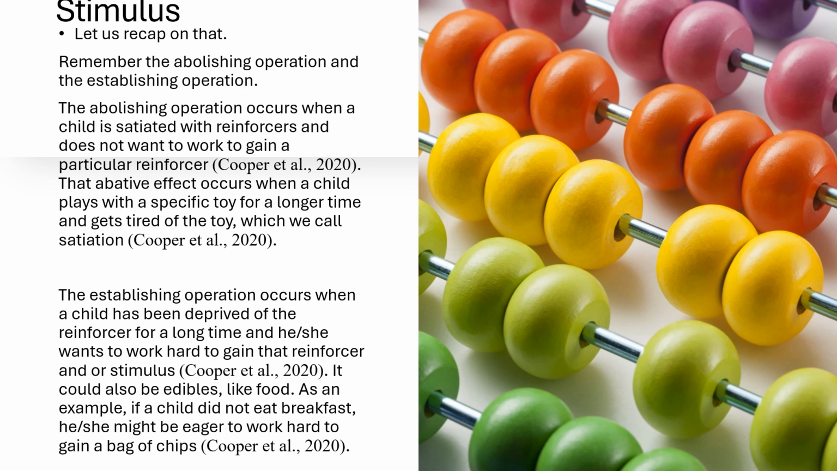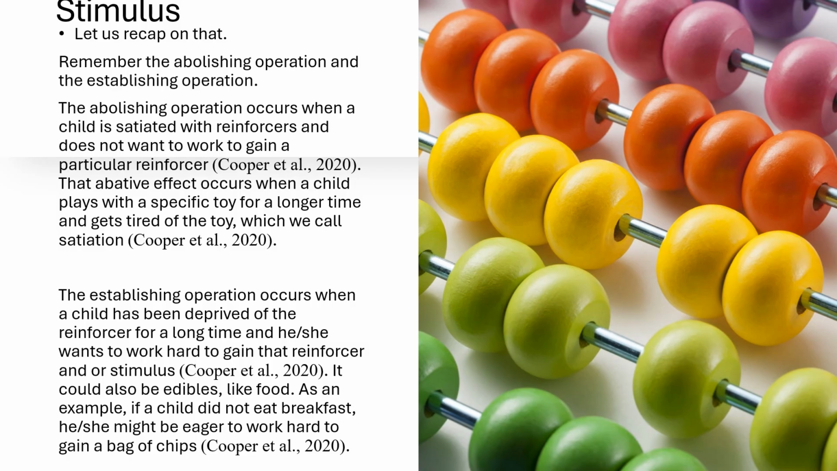The establishing operation occurs when a child has been deprived of the reinforcer for a long time, and he or she wants to work hard to gain that reinforcer and or stimulus. It could also be edibles like food. As an example, if a child did not eat breakfast, she might be eager to work hard to gain a bag of chips.